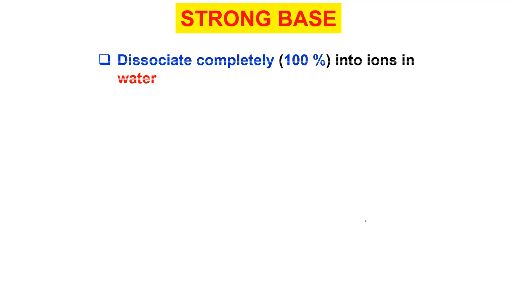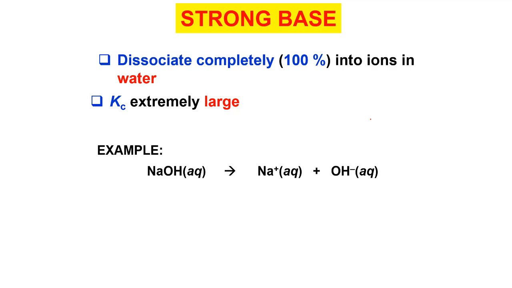Okay, strong base. Okay, strong base. Strong base is a base that undergoes complete dissociation into ions in water. Maksudnya dia dissociate completely into ions in water. Alright? And the value of Kc is extremely large. For example, kita tahu sodium hydroxide. Sodium hydroxide is an example of strong base. So, when strong base dissociate in water, it undergoes complete dissociation. Jadi, bila kita buat persamaannya, mesti gunakan irreversible arrow. So, dia akan dissociate into their ion. Sodium ion, aqueous and hydroxide ion, aqueous.